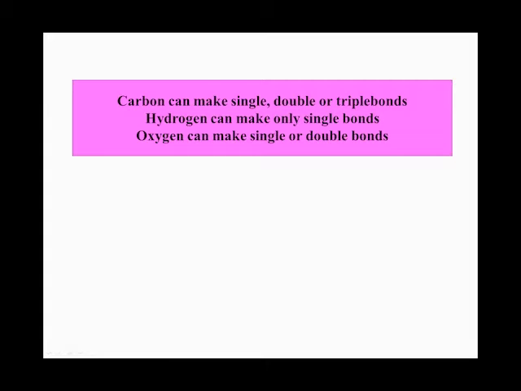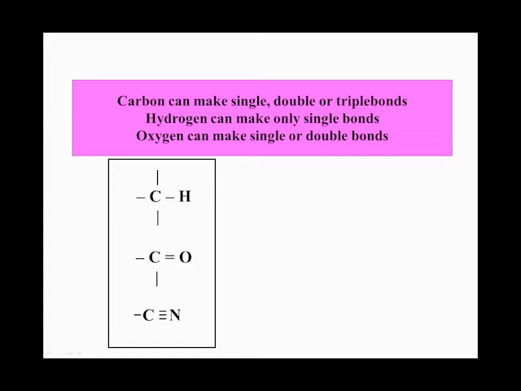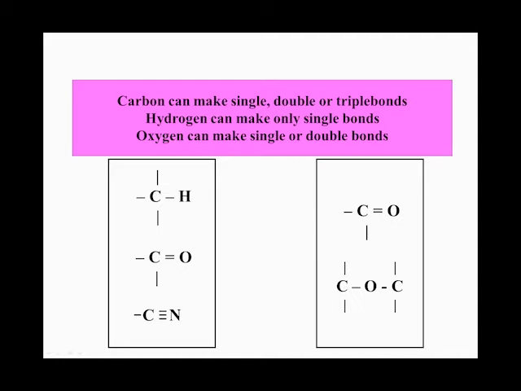Carbon can make single, double, or triple bonds. Hydrogen can only make single bonds, as I just said. Oxygen can make single or double bonds. Here's an example of that. Notice the hydrogen makes 1 bond. Double bonded oxygen to carbon, there's 2 bonds for the oxygen, and of course 2 for the carbon. And then nitrogen bonded to carbon, both make 3 bonds.